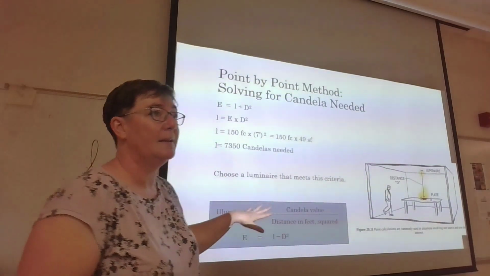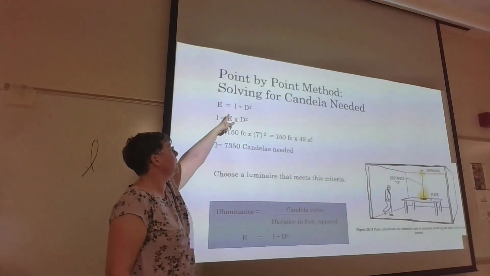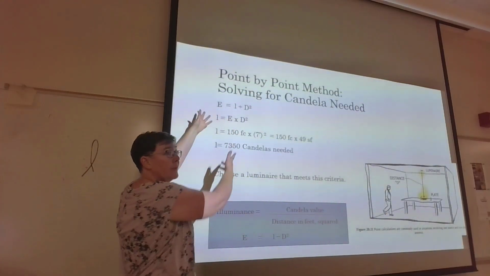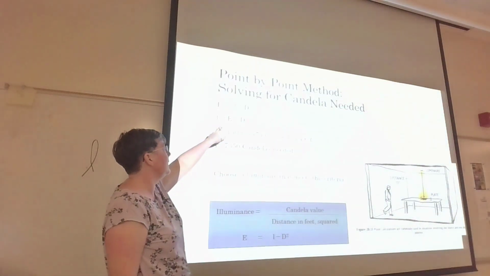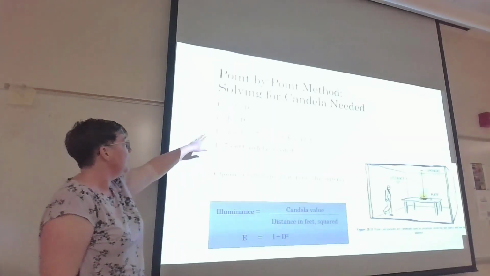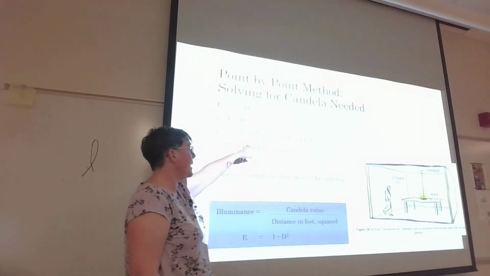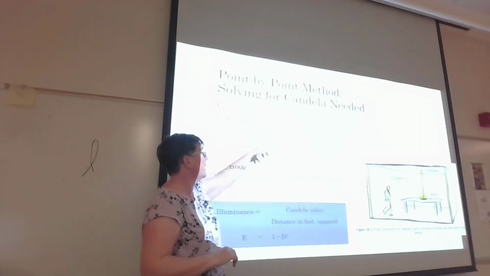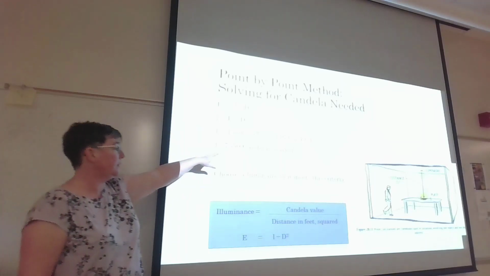All right, let's solve it together. Here we go. Here's our equation. E equals illuminance equals candela divided by distance squared. Let's rework that equation and solve for candela. It's going to be candela equals illuminance times the distance squared. We decided that we wanted 150 foot candles. We know that our mounting height between our object and the luminaire is 7 feet, squared, right? And so we're looking for a luminaire that meets this criteria.